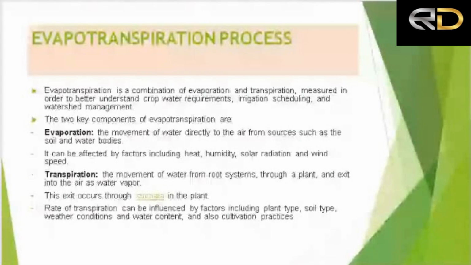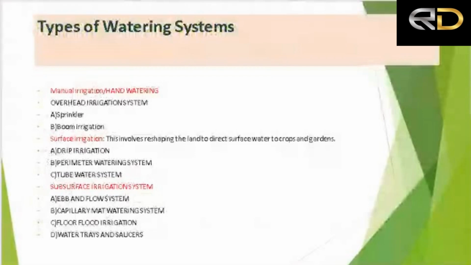so what happens? Transpiration often increases, and water content also, and the cultivation practices. What cultivation practices you have adopted? It all affects the transpiration levels. So then, type of watering systems in the greenhouse. What type of watering systems should we adopt in the greenhouse to manage better water management as well as the nutrient system in the greenhouse?